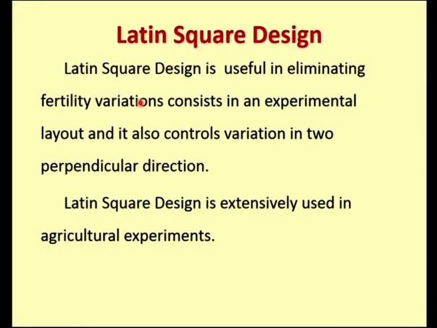Next design we are going to see is Latin square design, and this design is useful in eliminating fertility variation, consists in an experimental layout, and it also controls variation in two perpendicular directions. So, this is particularly useful in agricultural experiments. And here we have the layout of the design.